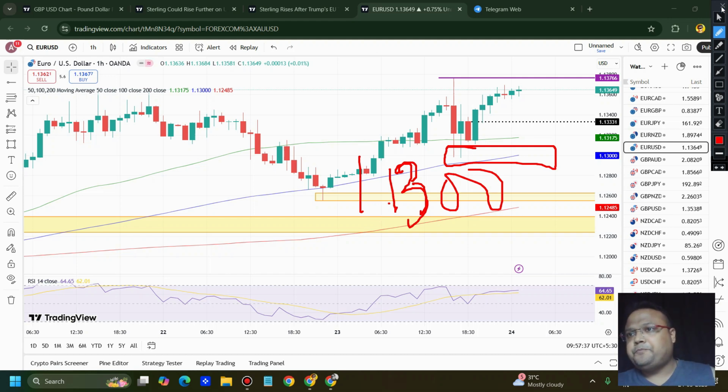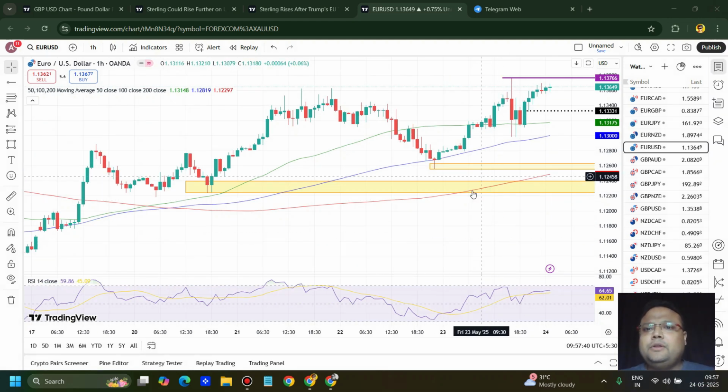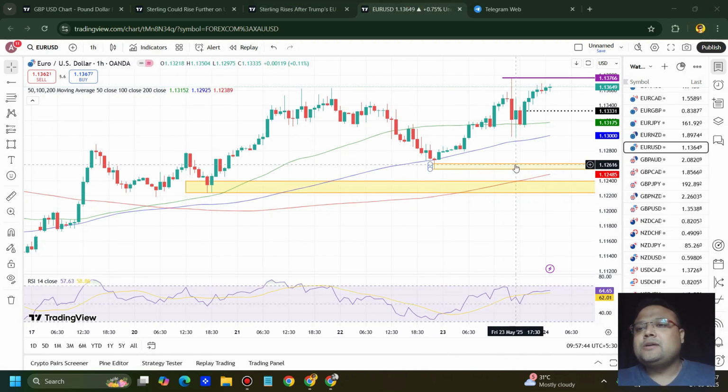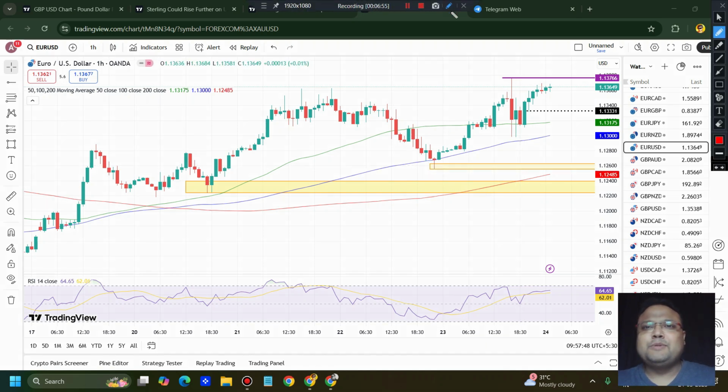So 1.1333 and 1.1300 are two levels where we can look for a buy position if market comes down for a retracement. Okay, and you can see we also have two zones, yellow boxes marked here. Chances of market coming down to these levels are very less. Okay, but still let's discuss because market is full of surprises, isn't it?